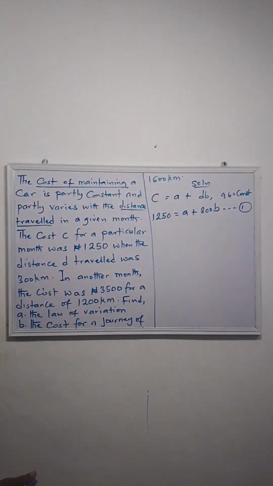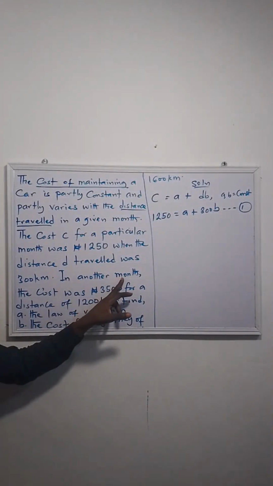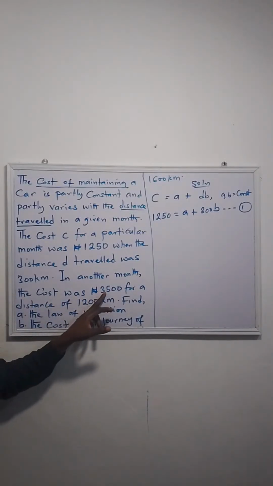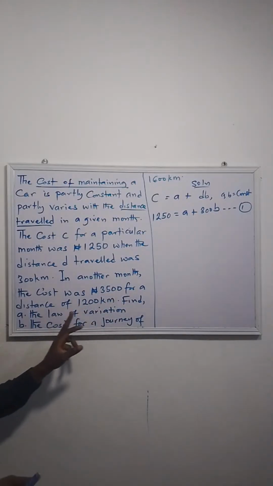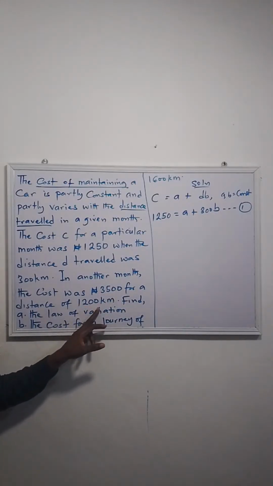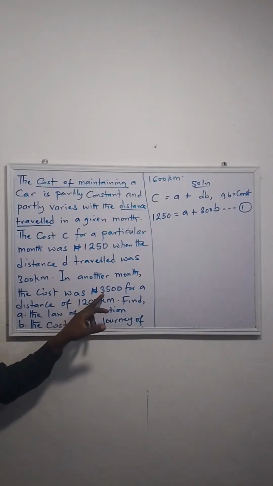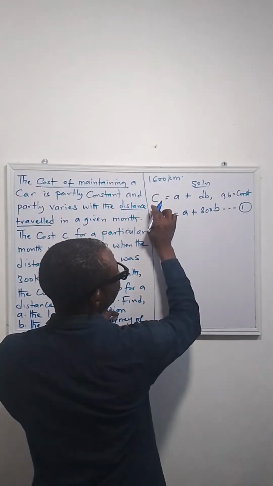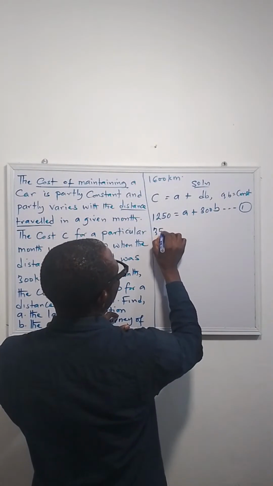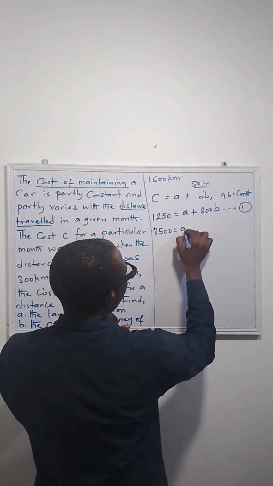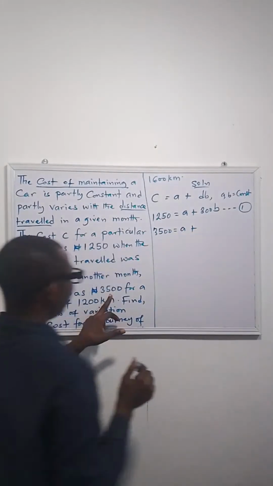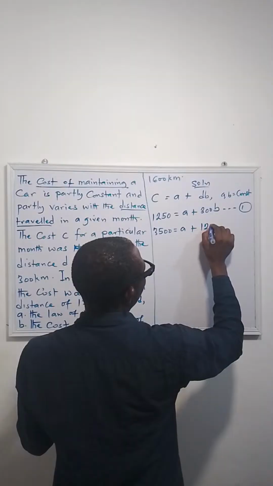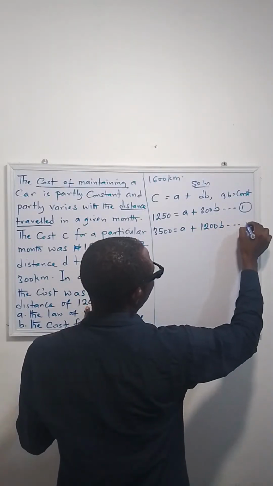Now let's read on. Now in another month, the cost was 3,500 for a distance of 1,200. You get that? Okay, so that means C is 3,500. So we are plugging in the value of C here: 3,500 equals a plus D. What is D? The distance traveled here now is 1,200, so 1,200b. We call this one equation 2.